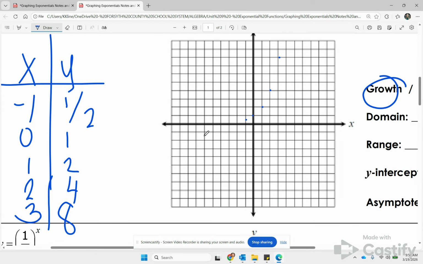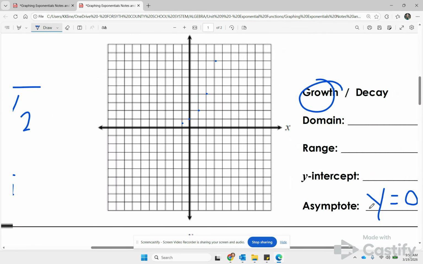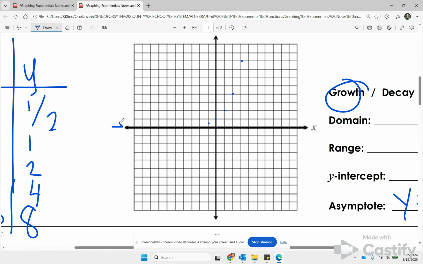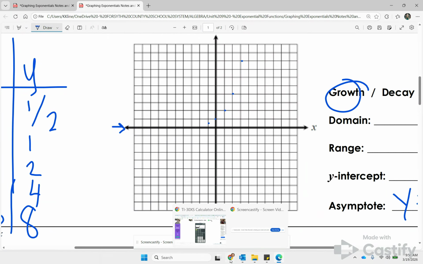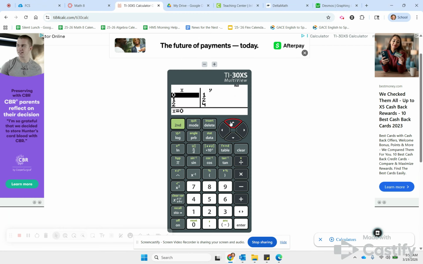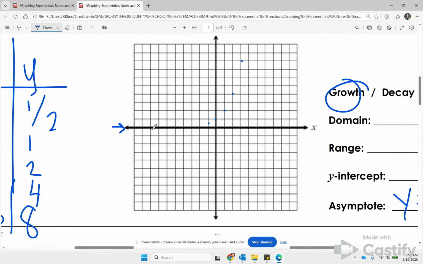Okay, and here's the important thing to know: because my asymptote we said was y equals 0, it is never going to touch this x-axis. This is the asymptote. So it'll get really close to it, and you can even see that from your table of values. If you go into the negatives, they're just getting smaller and smaller fractions. I am never actually going to hit 0.